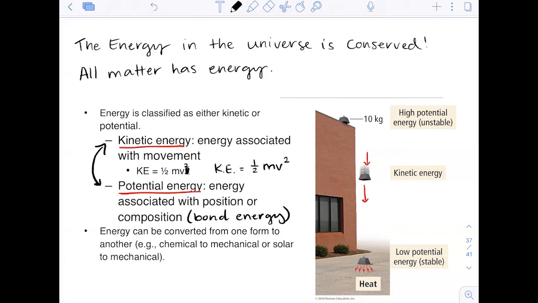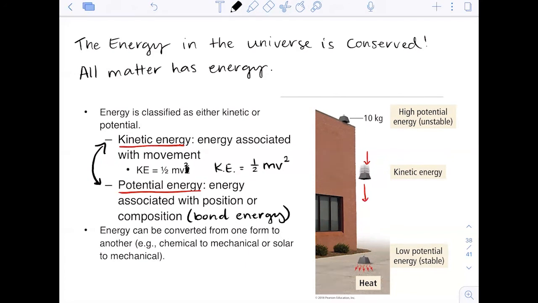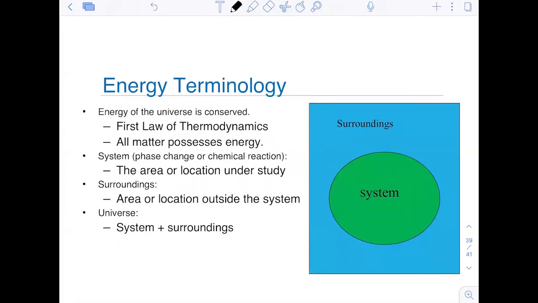Energy cannot be created nor destroyed, but it can be transferred. Just like our law of conservation of mass, we have almost the exact same law, the law of conservation of energy. In terms of some energy terminology, when we get into the first law of thermodynamics, that all matter possesses energy, we will be able to see not only can we change from kinetic to potential, we can also change from a reaction or a system to the surroundings.